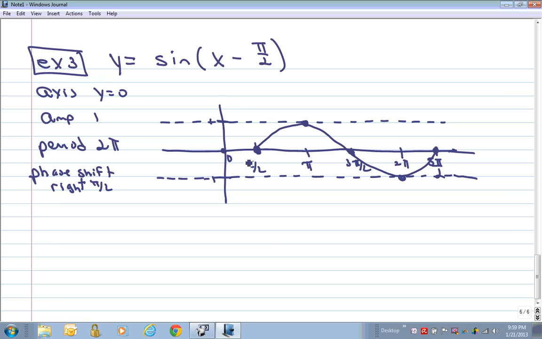Notice if we move backwards and we restricted this, it would almost look like a cosine graph as well. Okay, that's example 3. Let's move on. We have 2 more.